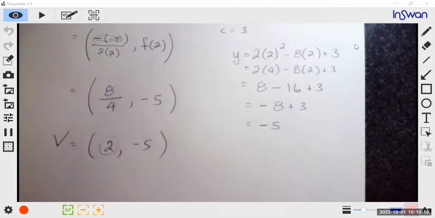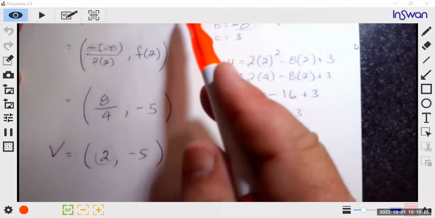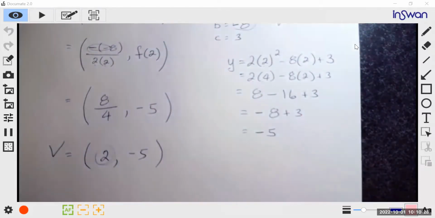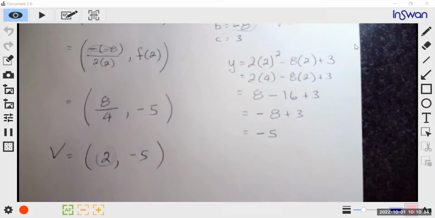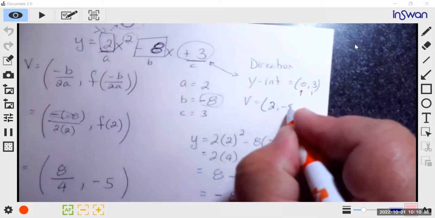It's not difficult, it's just lots of steps. Well, we're lucky that it was a solid number. If it was a fraction, then we'd have more problems up here. But each one of these methods I'm going to show you has its pros and cons. Fractions would be a con for this one. So our vertex is 2, -5.